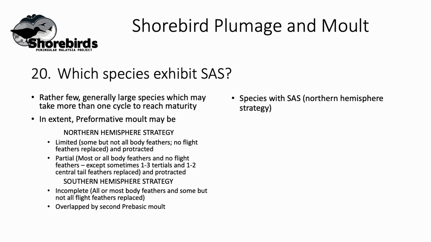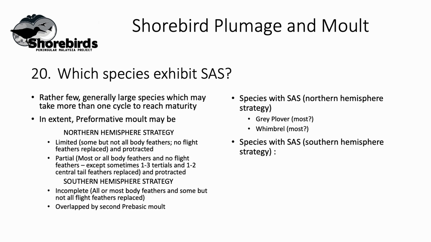As far as I know, species that follow a simple alternate strategy, Northern Hemisphere strategy, would include many grey plovers, maybe most, and also many whimbrel, perhaps most. And species with a simple alternate, Southern Hemisphere strategy, well, this particular Eurasian curlew, I suspect Far Eastern curlew as well, and possibly also little whimbrel.